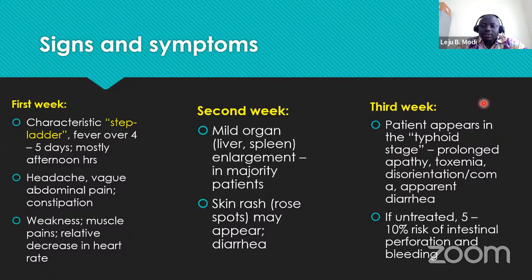Third week, nothing still done, no treatment. The patient appears now in what is described as the typhoid stage, where they have prolonged apathy, they are toxic, they are disoriented. Diarrhea now becomes very apparent. And if this continues untreated, there is a 5 to 10% risk of perforation of the gut, and of course internal bleeding into the abdomen and all that can happen.